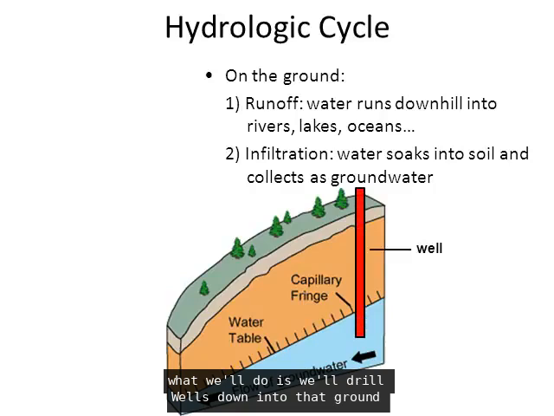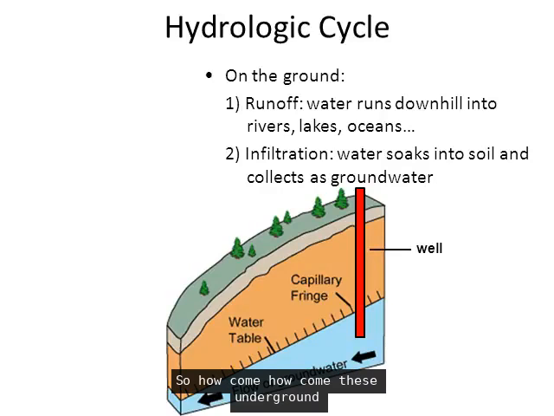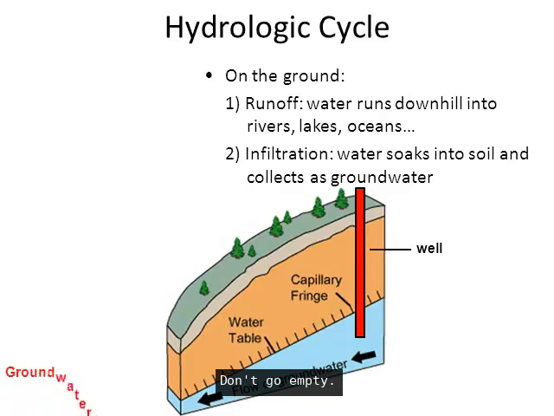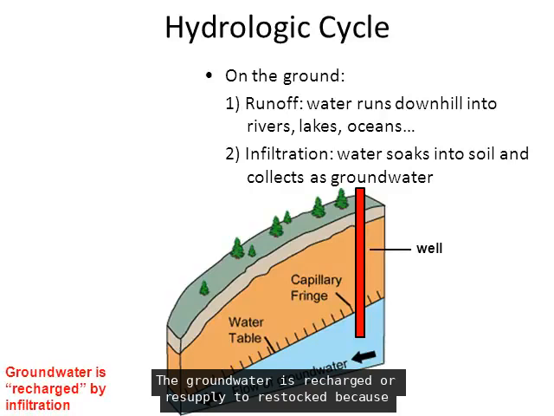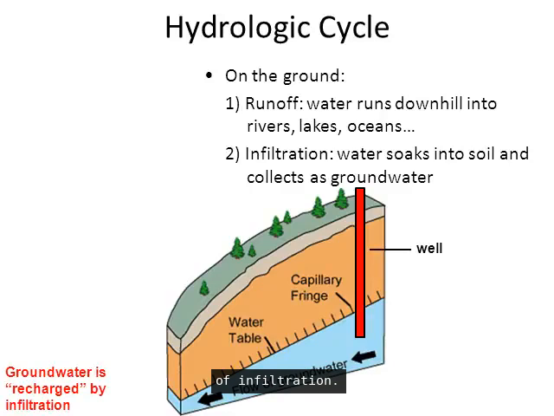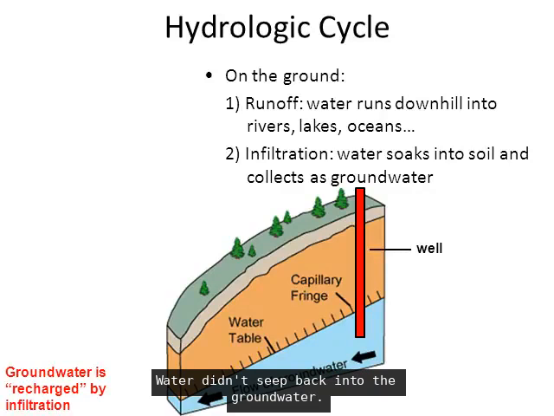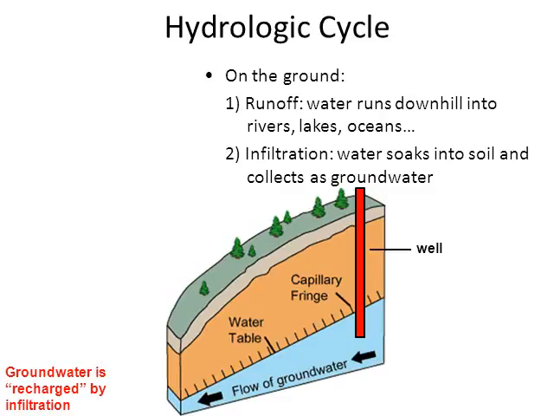Well, what we'll do is drill wells down into that groundwater, and then we can pump the water out of the ground and use it for our everyday needs. So how come these underground supplies of water don't go empty? Well, that's because of infiltration. The groundwater is recharged or resupplied or restocked because of infiltration. If water didn't seep back into the groundwater, we'd run out.